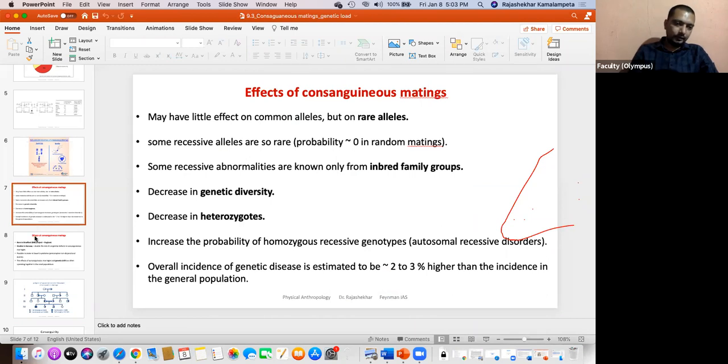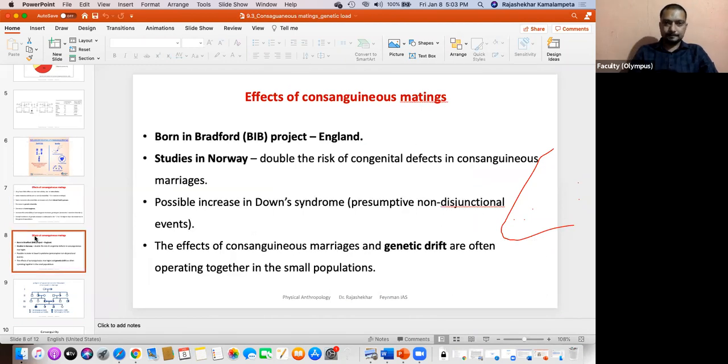Sir, yes. They are autosomal recessive disorders. That means they don't inherit.